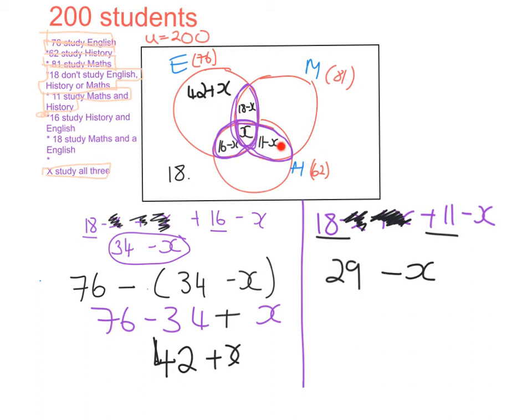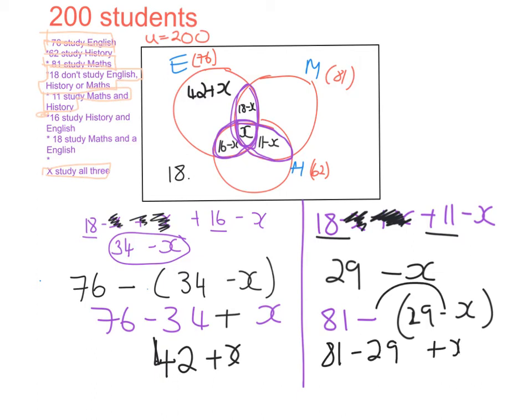So all of this adds up to 29 minus x, which means that if I had 81, and I got my 81 from there, minus all of those, which is 29 minus x, I would get the answer for this little bit here. So remember to watch your signs, and we're left with 81 minus 29 plus x. Remember, minus by a minus gives you a plus. And 81 minus 29 is 52 plus x goes in here.